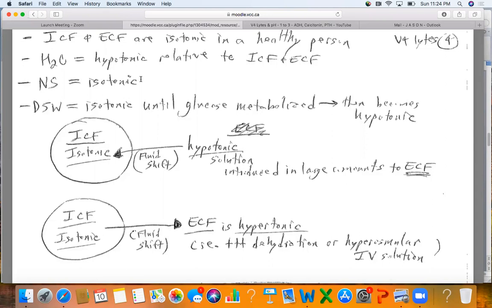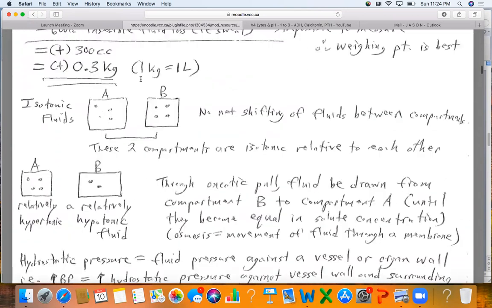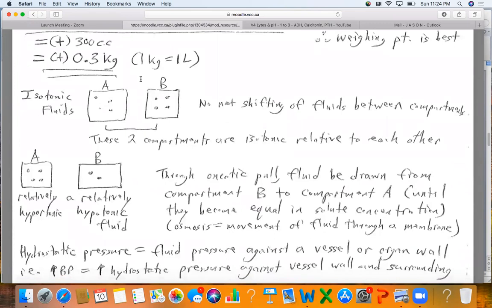Normal saline. If we give someone lots of normal saline, which way is the fluid going to shift? Well, this is a bit of a trick question. Normal saline, as we know, is isotonic, compared to the body. So if you've got a blood vessel full of isotonic fluid and the cells themselves are isotonic, then in terms of fluid shifts based on oncotic pull, you won't expect much action there because they're both isotonic.